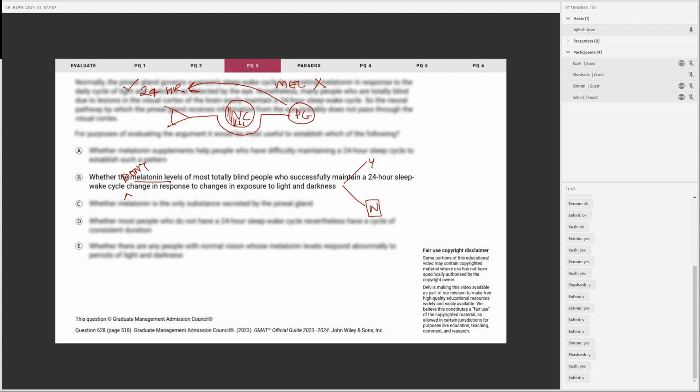Maybe blind people respond to the temperature, right? So when it's evening or night, it gets colder. When it's daytime, it gets warmer. Maybe they're responding to that. Maybe they're not responding to the light levels, but to the temperature. So if they're able to maintain a 24-hour sleep-wake cycle without the melatonin levels changing, it means they are doing this using something other than the pineal gland.